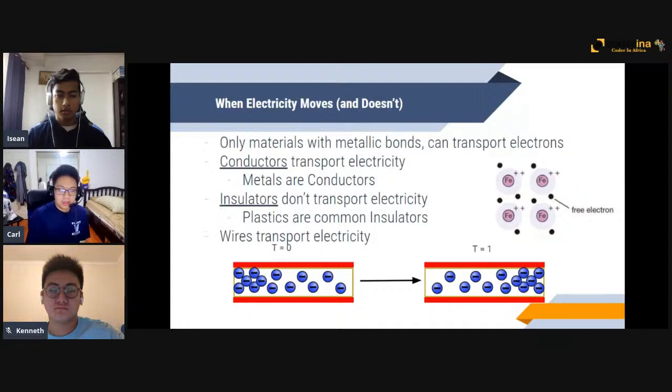Now we could talk a little bit about the chemistry and when electricity moves and when it doesn't. In chemistry, you learn about similar or different element atoms being connected to one another through bonds. One of these types of bonds is called a metallic bond, which we'll be focusing on. Materials with metallic bonds can transport electrons. But why does this happen?